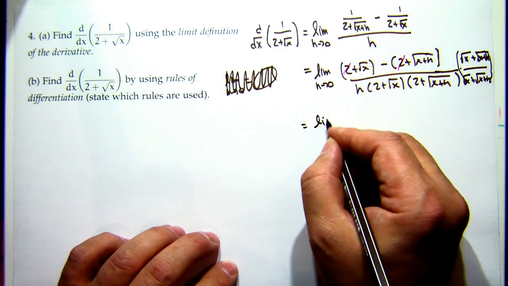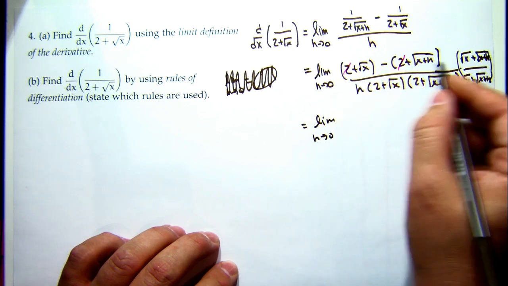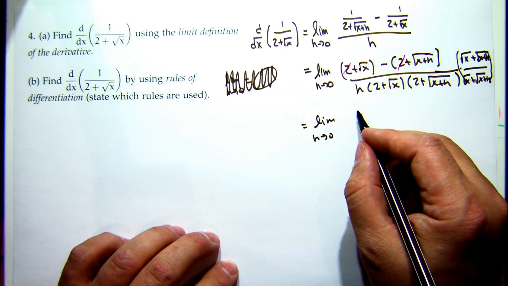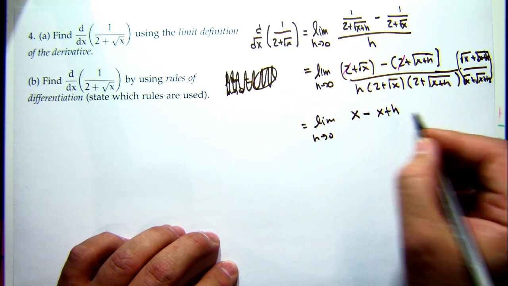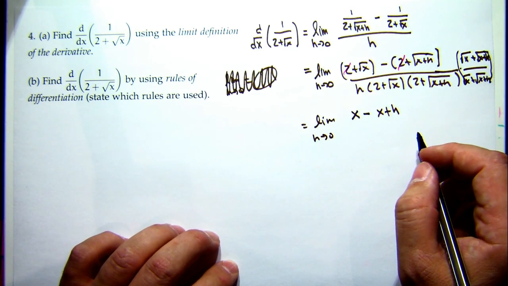If I do this carefully, upstairs what will I have? I'll have x minus x plus h. Yes, no? Yes. No. What's wrong?